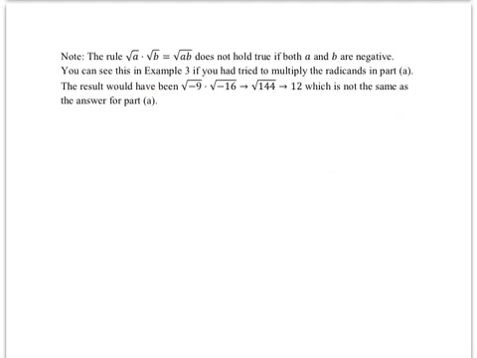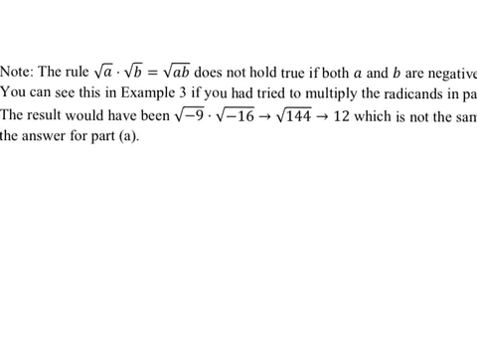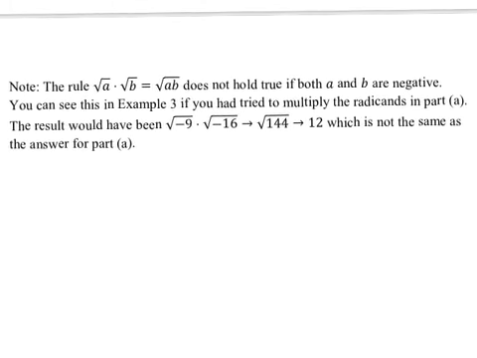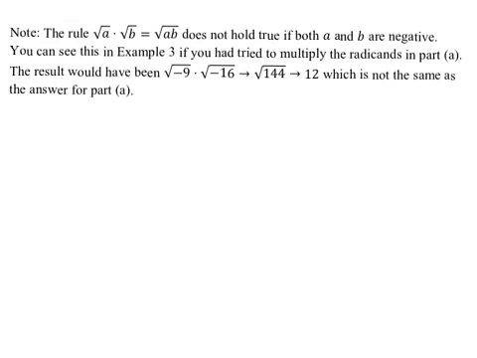So, what I do want to show you, though, is this, which we obviously talked about. But let's just make a quick statement about this. You don't have to write it. We can just read it together. All right. So the rule, root A times root B equals root AB, does not hold true if both A and B are negative. And this is what we have to talk about.